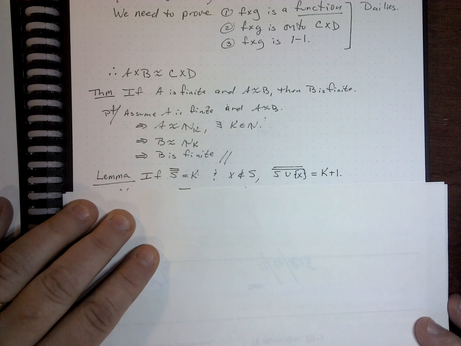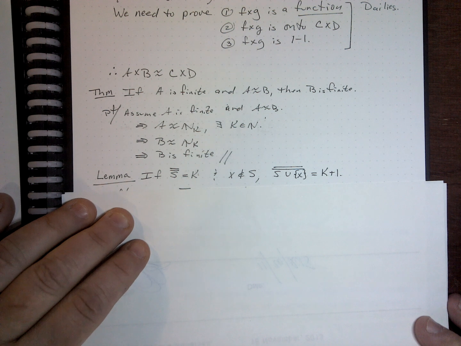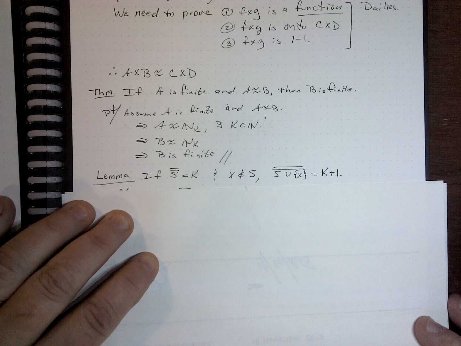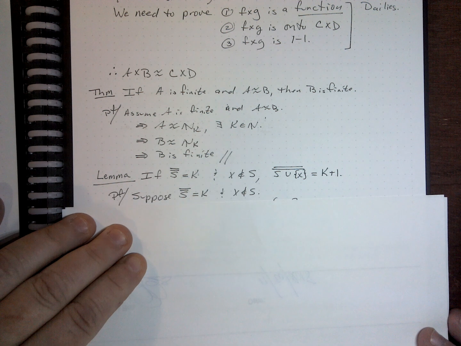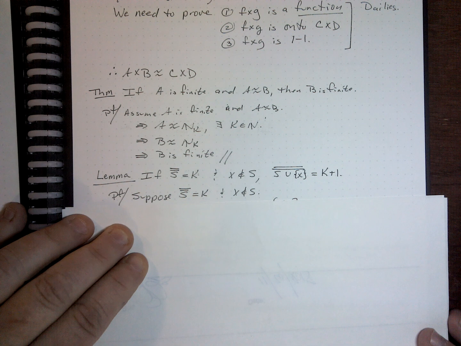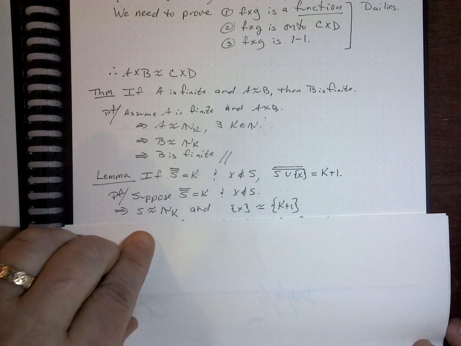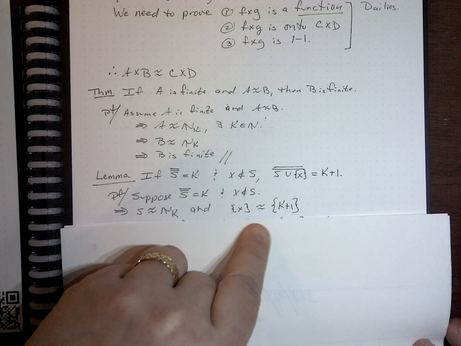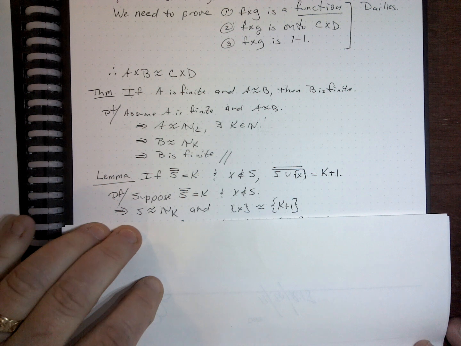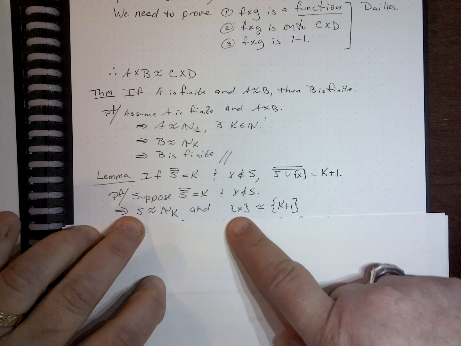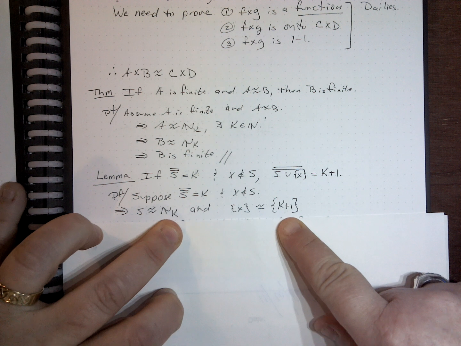So what I need to do is construct a function, or that's how I did it before, but I'm going to use what we've already proved to make this a whole lot easier. Suppose the cardinality of S is k, and x is not in S. Well, I know that S is equivalent to n sub k, and x, since it's only one thing, is equivalent to the set containing the number k plus 1. I know that S intersection the set containing x has nothing in common, and n sub k and the set containing k plus 1 have nothing in common.